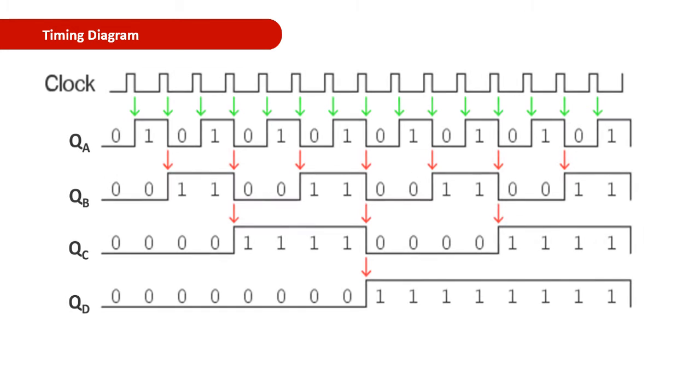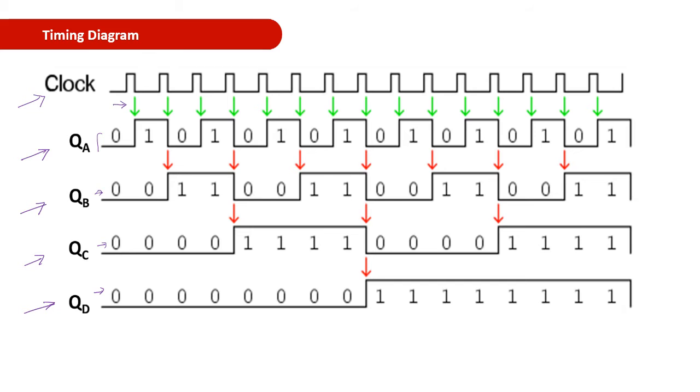In this slide we are going to discuss the timing diagram for the 4-bit asynchronous up counter that we discussed. Here you can see that the first one is the clock signal, and this is the output of the first flip-flop, that is flip-flop A. Then this is the flip-flop B output, this is the flip-flop C output, and this is the flip-flop D output. Before applying the first clock pulse, we are making all the outputs 0 using a reset pin.